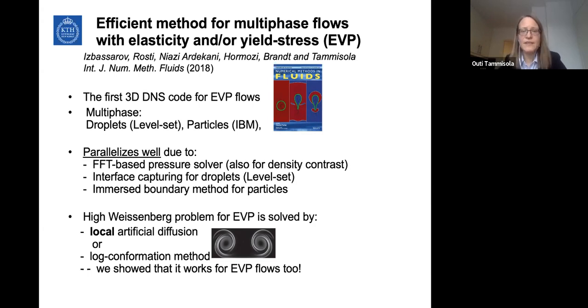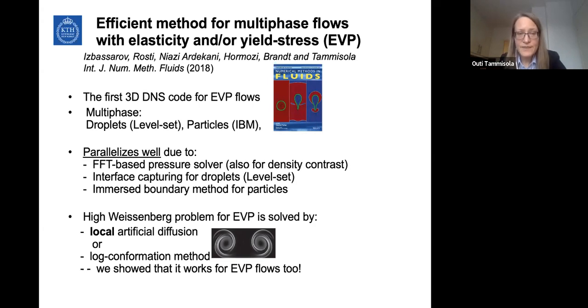The other thing that we need to think about is the so-called high Weissenberg number problem. This appears just like for viscoelastic fluids: the constitutive equation becomes ill-conditioned when we increase the Weissenberg number.